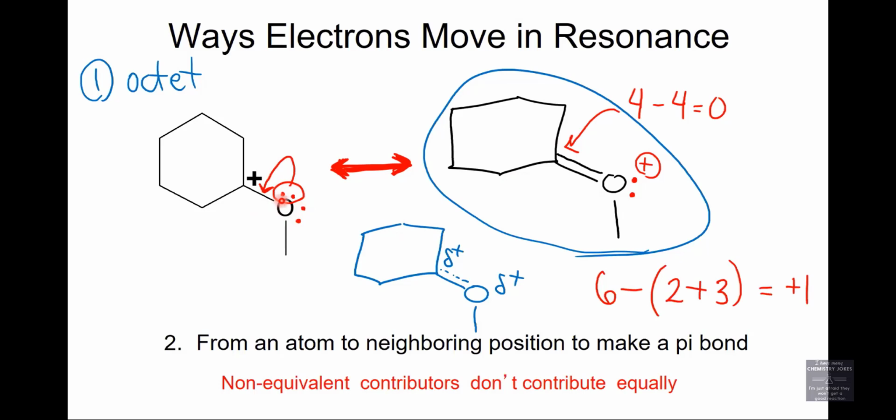Oxygen has an octet in the beginning. Oxygen still has an octet over here. He's sharing more than he would like, but he does still have an octet. So every single atom in this molecule has an octet. Therefore, this molecule is a more important resonance contributor than that one, because no octet right there, remember? So what that means is the hybrid looks more like the right molecule than the left molecule. When we say more important resonance contributor, we mean the hybrid looks more like that one.